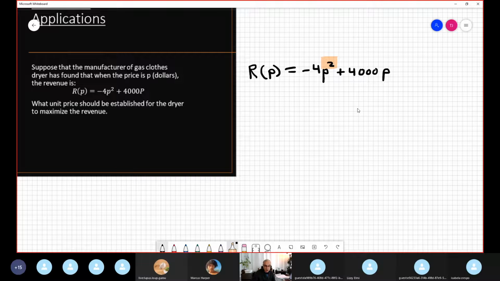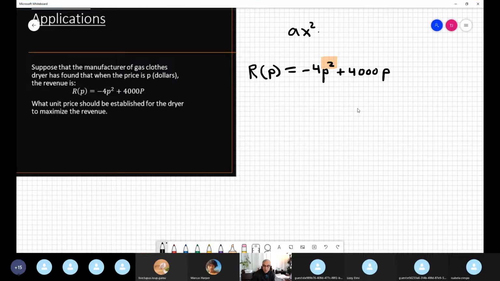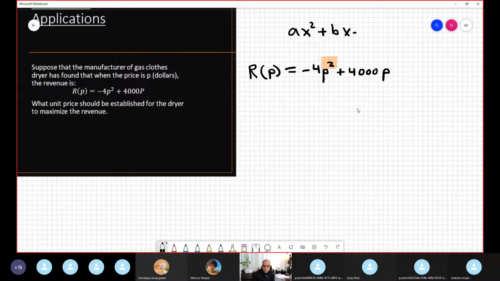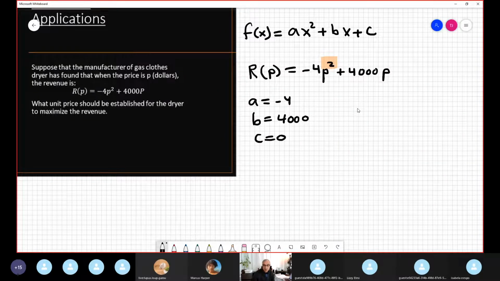And this parabola is expressed in standard or in vertex form. I suppose that standard, right? Standard, remember, is when it is ax squared plus bx plus c, no? It's a function. In this case no x, it's p, but it's the same. So it's obvious that a is -4, b is 4000, and c is 0, it's missing. We have no constant part.